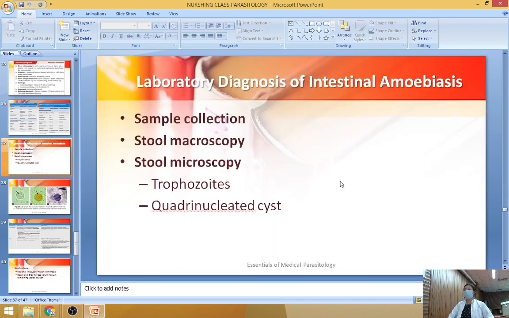So, laboratory diagnosis of intestinal amoebiasis. How can you diagnose intestinal amoebiasis? First of all, we have to collect the sample. Then we have to do the stool microscopy, and we have to see it under the microscope.